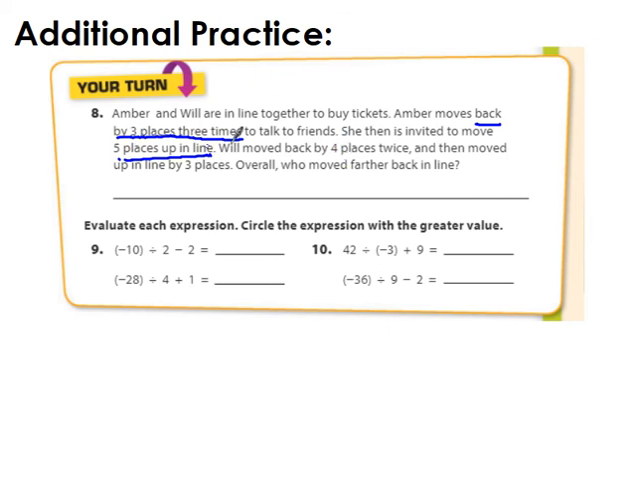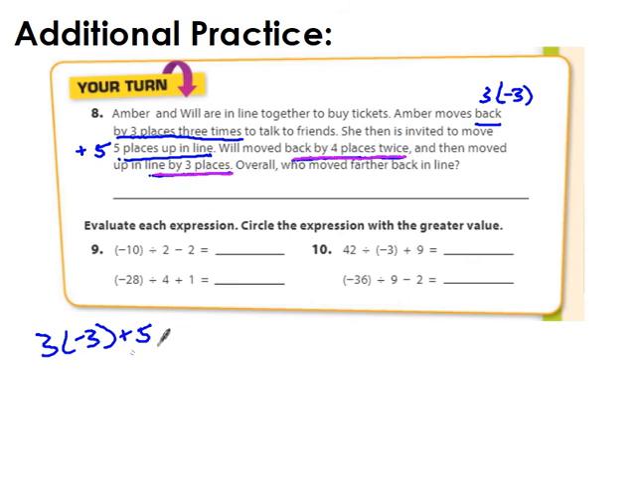Okay. So back 3 places 3 times. That's 3 times, move back 3 places. But then invited to move up 5 places. So far for Amber, I've got 3 times negative 3 plus 5. Will moved back 4 places twice, then moved up in line by 3 places. Overall, who moves further back in line? And I'll even do Will in purple to make it a little bit less confusing. So I really have 2 problems here.